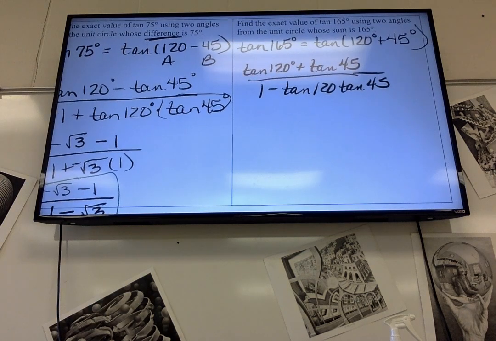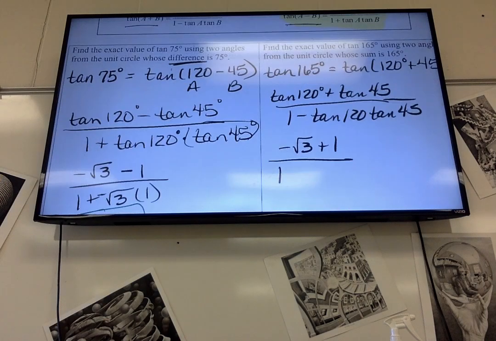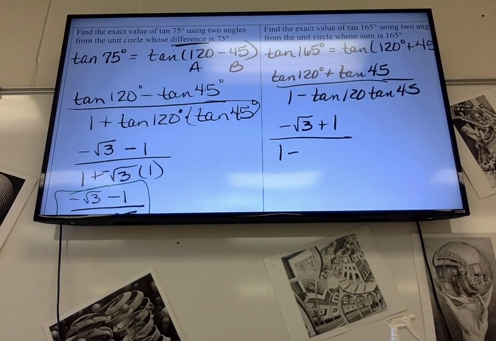Okay, Berkeley, fill in the numbers for me. Negative square root of 3 plus 1 over 1 plus negative square root of 3 times 1. It's 1 minus, isn't it? Yeah, that's what I put.